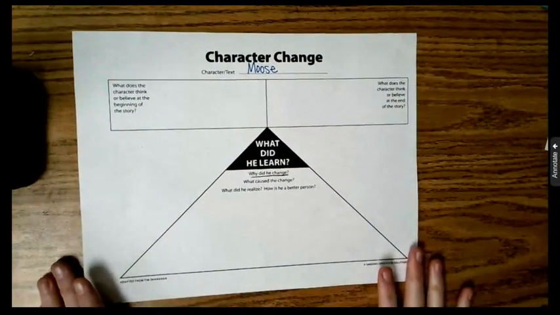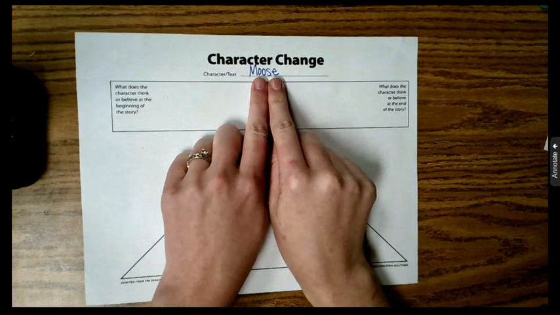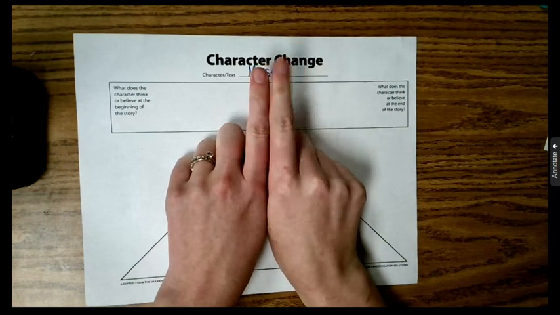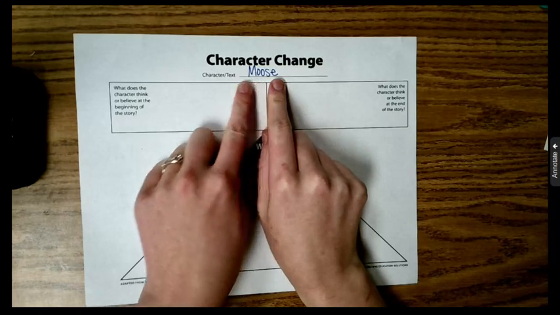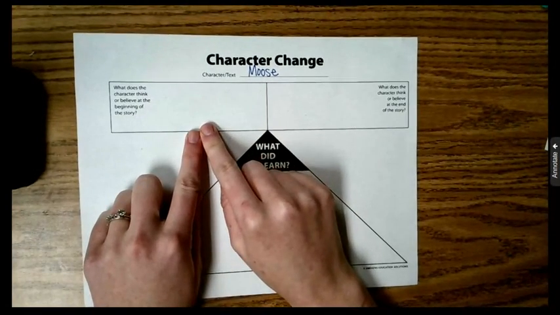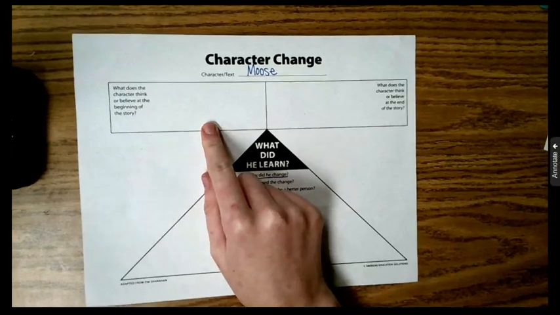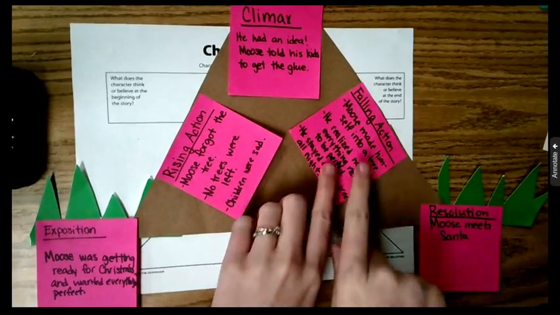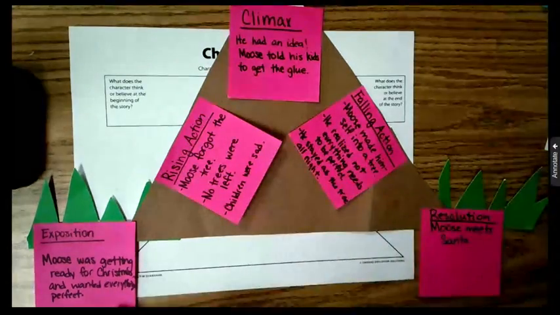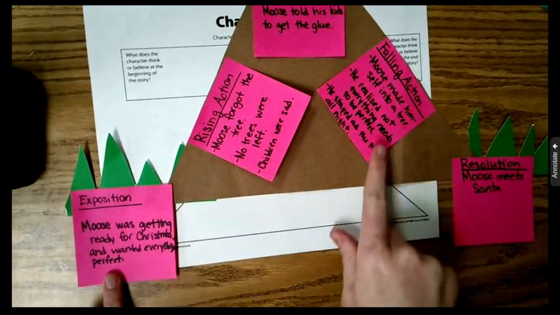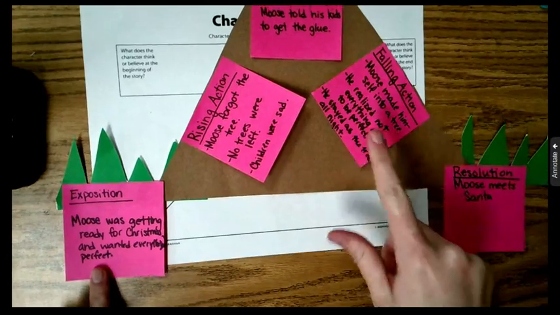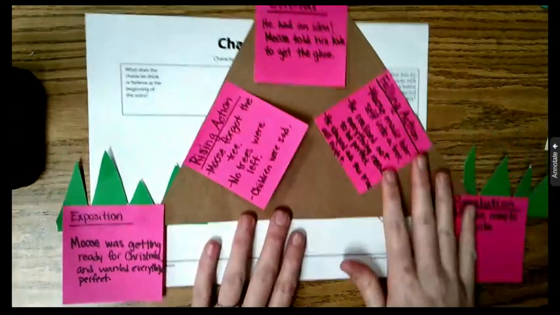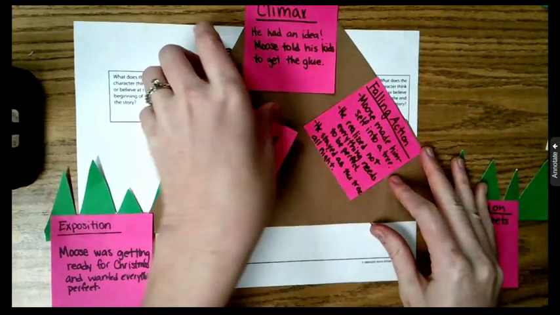On my character change sheet, I wrote the name of the main character. In this case, the main character was Moose. Now, what did Moose believe at the beginning of the story before the climax? I even have it on mine. Well, I have it over here. He wanted everything perfect. And then over here, he realized that not everything had to be perfect. So that's what he thought over here. And then it completely changed. Remember, it's kind of like the opposite of each other.